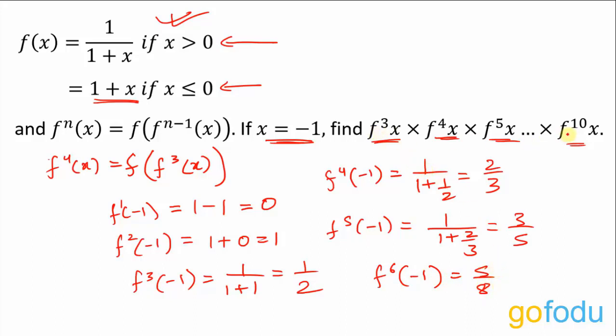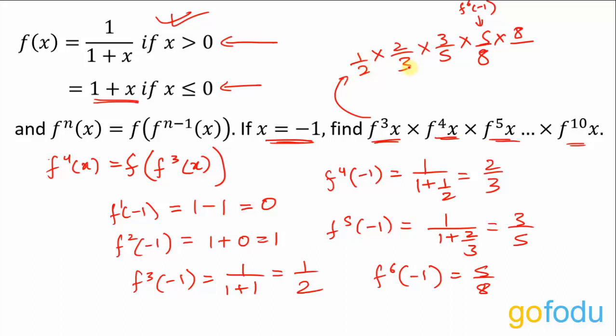Now let's write this product. This product is equal to f3x, that is 1 by 2, into f4x is 2 by 3, for x equal to minus 1, we are writing this. Then we have 3 by 5 and then 5 by 8. And let's identify this pattern. This 5 by 8 is what? f6 of minus 1. Now this denominator is going to the numerator in the next term. So in the next term we will have 8 in the numerator, and for the denominator we are adding both the numerator and denominator of the previous term.